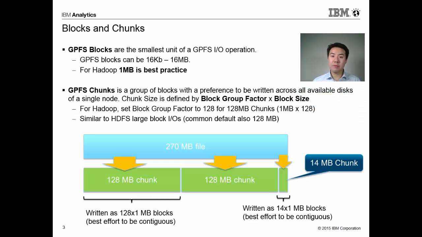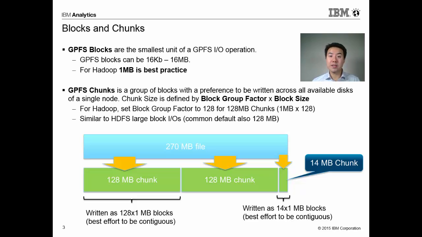The first term I'll cover to compare HDFS and GPFS is the term block. In Hadoop, when I write a large file, that file is broken up into many blocks. And this block is typically in the range of 64 megabytes to 128 megabytes. The reason for this is to reduce the amount of entries I need in the name node to represent that file. Now, GPFS also has a term block, which is actually different.